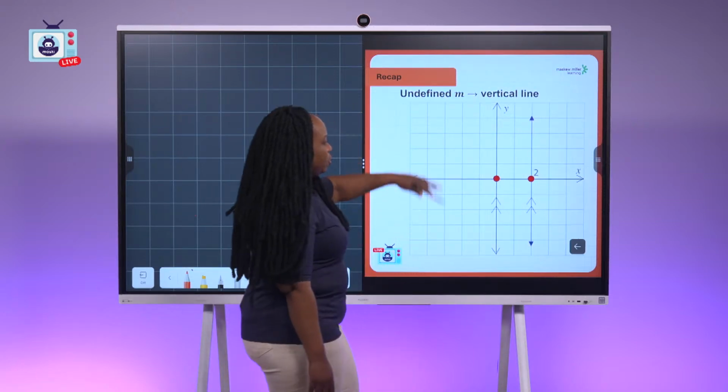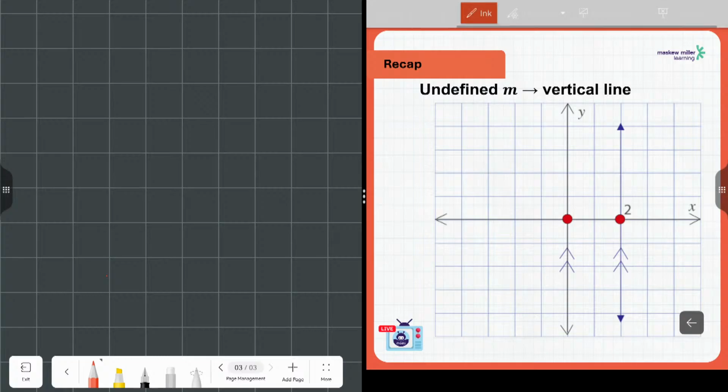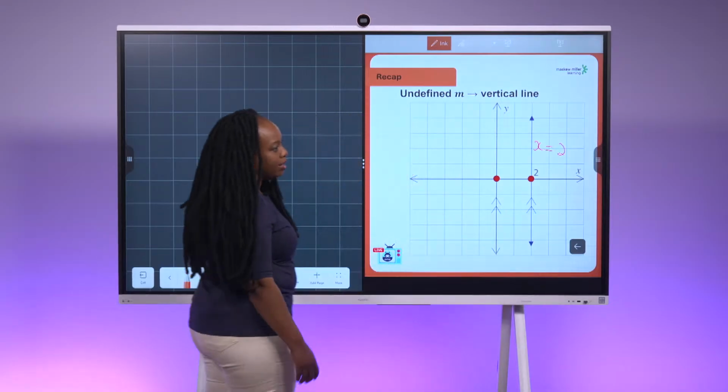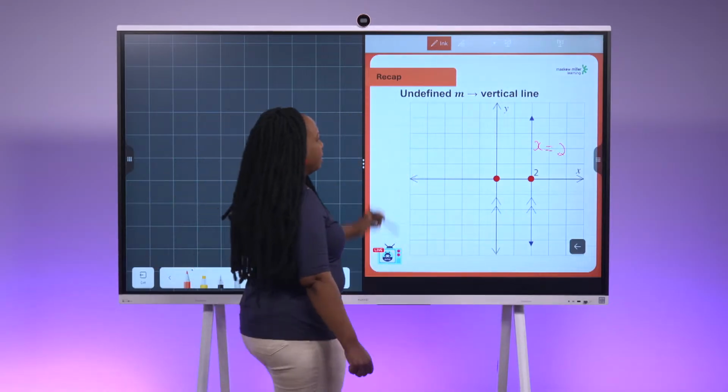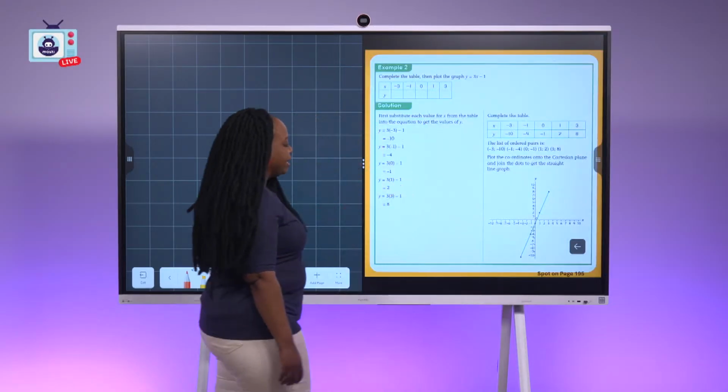Another one that we did was where we have a vertical line like that, where our gradient is undefined, and we did say that is where x equals something. In this case, our x equals 2. Okay, so this is just for you to recap and know what needs to be done.